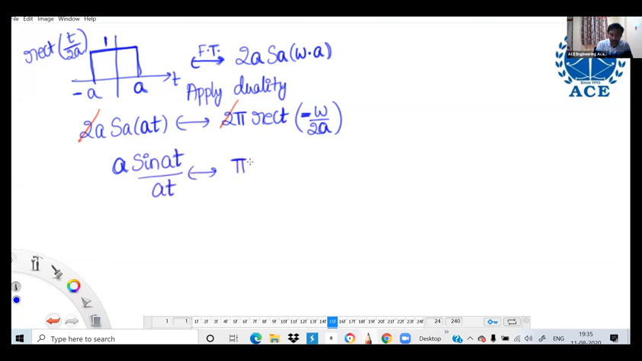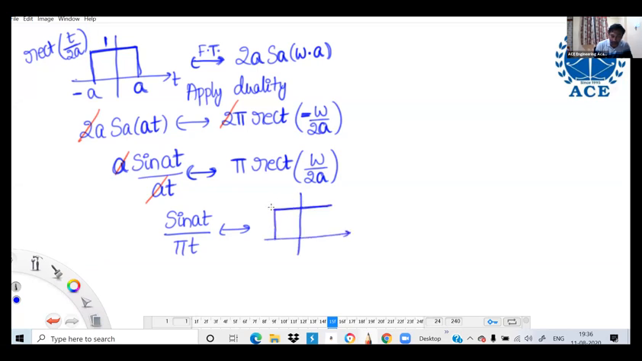As the rectangle is even symmetric, rect(-ω) is taken as rect(ω). Drag that π into the denominator: sin(At)/(πt). I have taken π on the left side in the denominator. What is the shape of rect(ω/2A)? From -A to A, it covers with an amplitude of 1. I have taken π already on the left side.